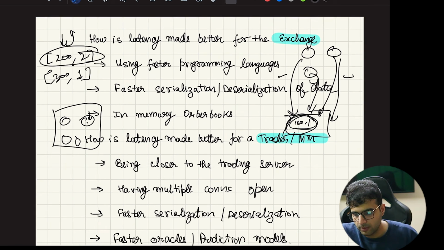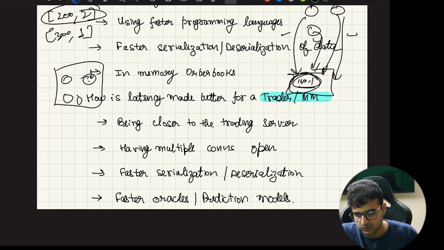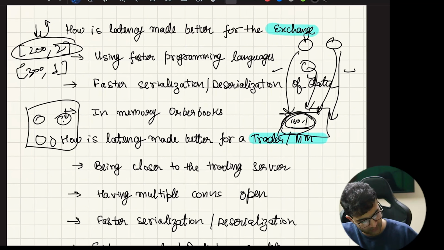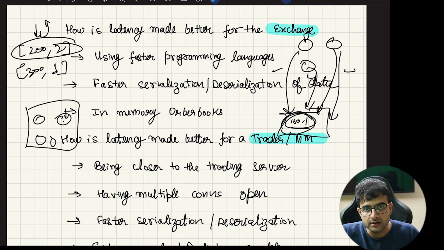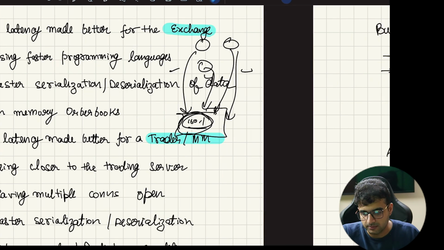So what are the two important things to note in the last point? One, getting data from oracles much faster, which is this part right here. And two, the mathematical model that actually runs to find the current price of a specific stock.